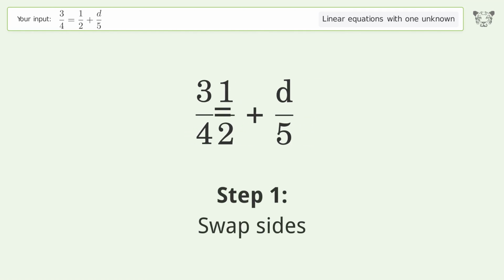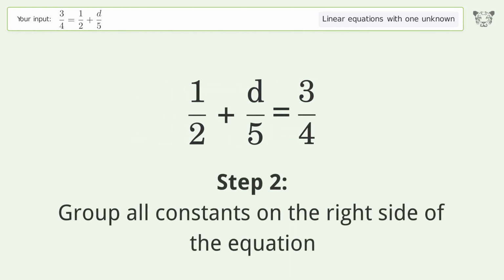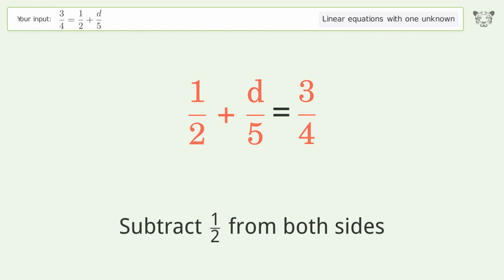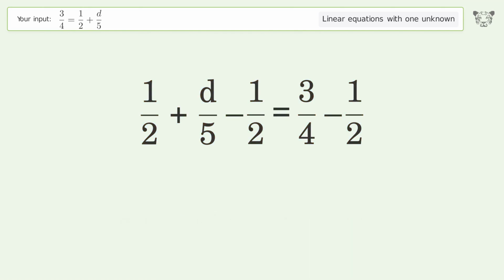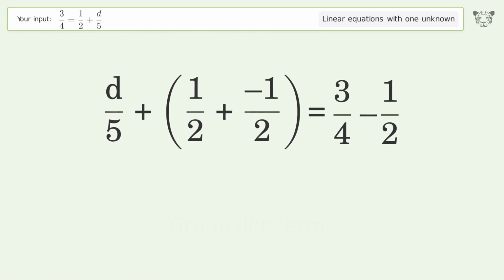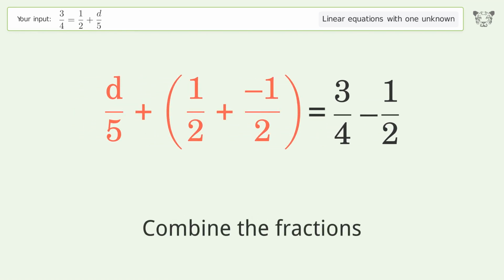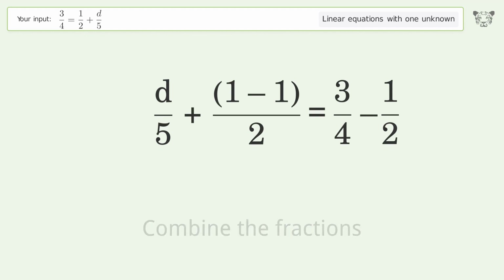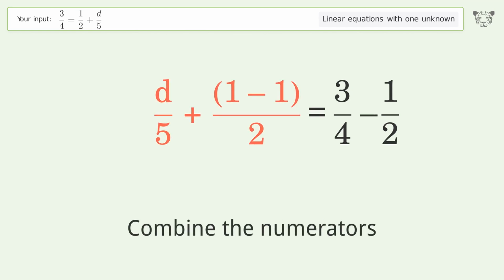Swap sides. Group all constants on the right side of the equation. Subtract 1/2 from both sides. Group like terms. Combine the fractions. Combine the numerators.